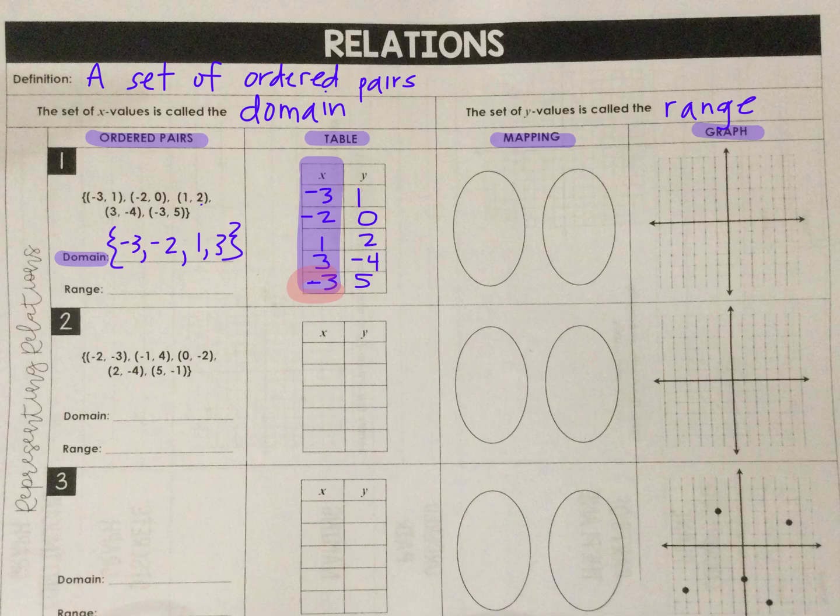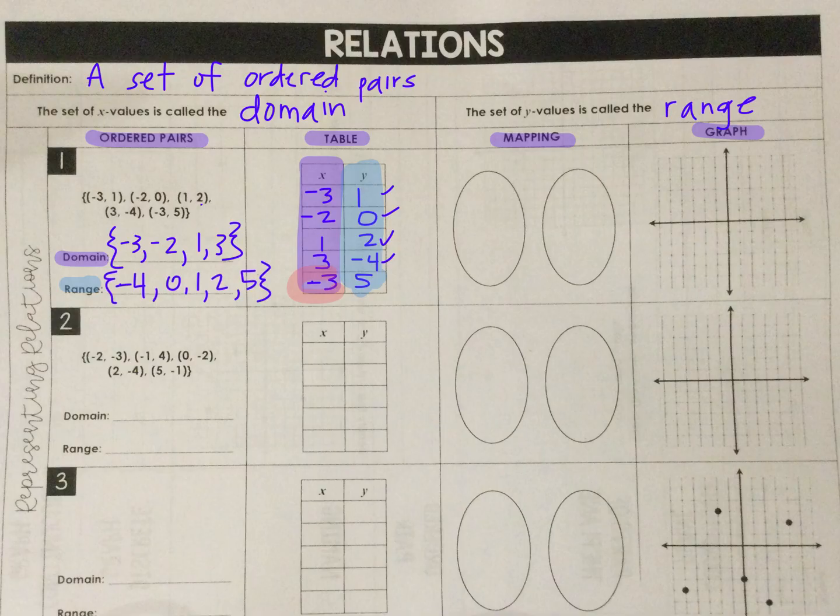Sorry. The range, it's going to be our y values. So it'll be these. These are not written in order in this activity, so I'm going to have to write them in order. So -4 comes first. Then would come 0, 1, 2, and then 5. Okay.